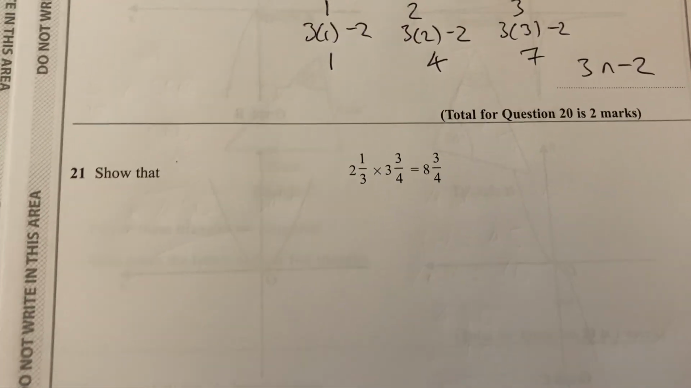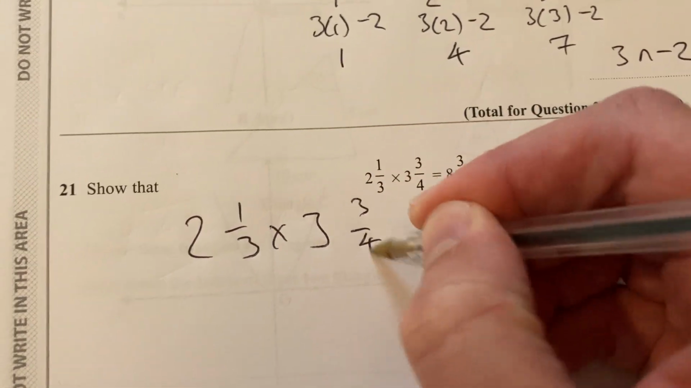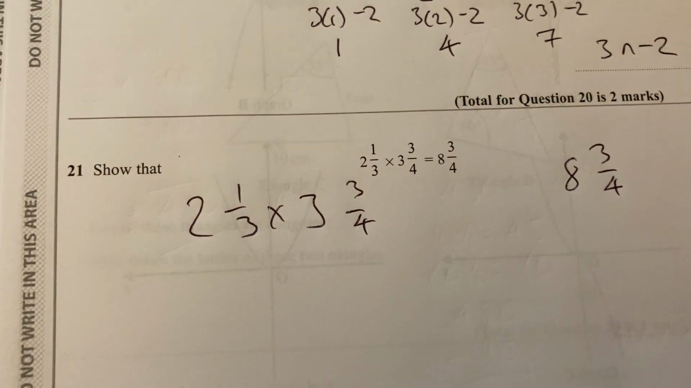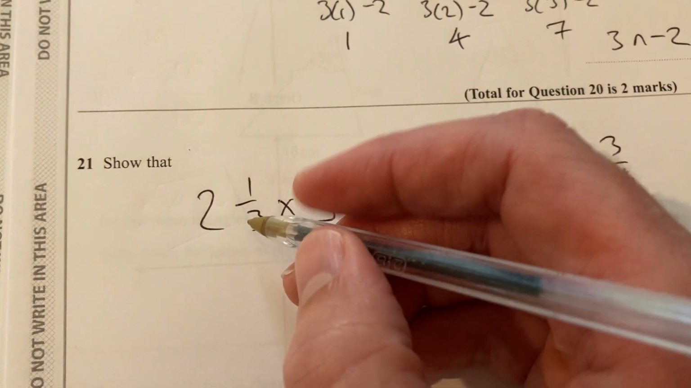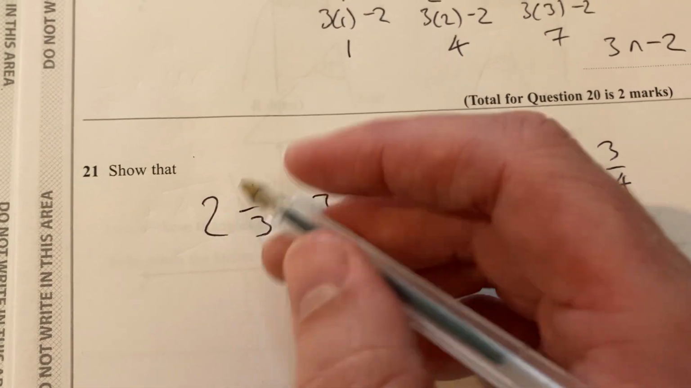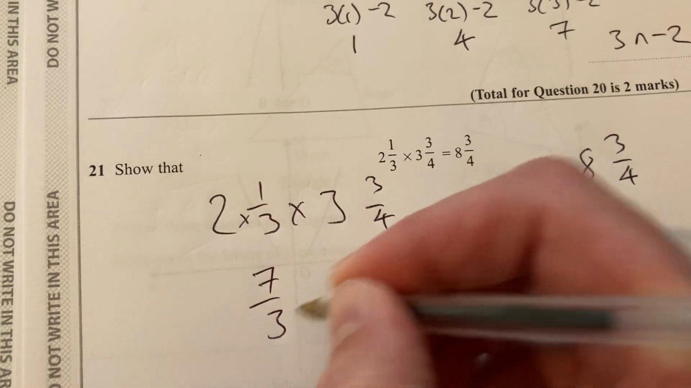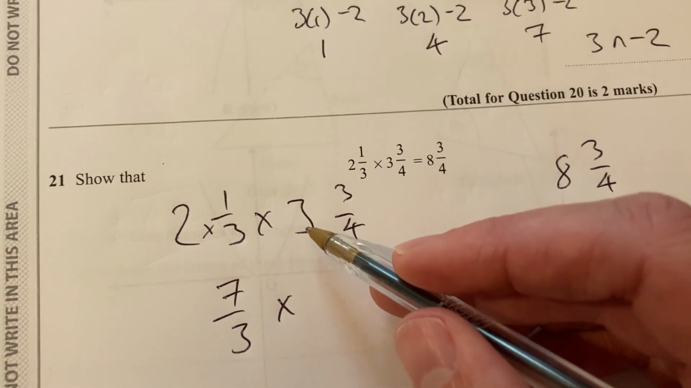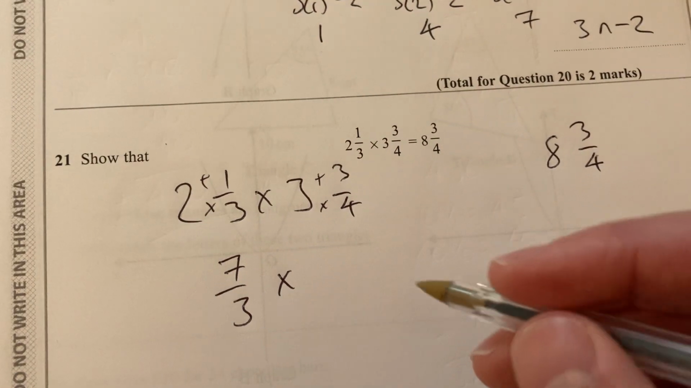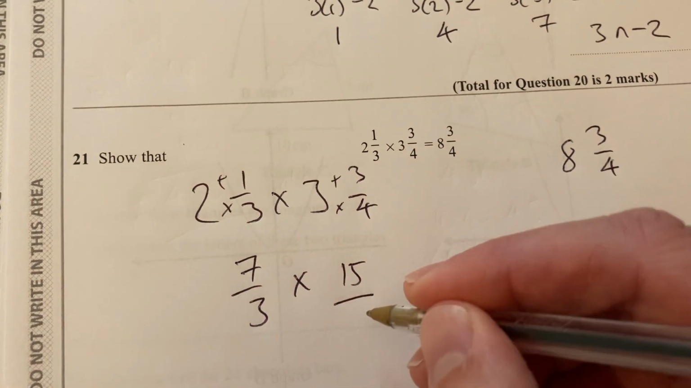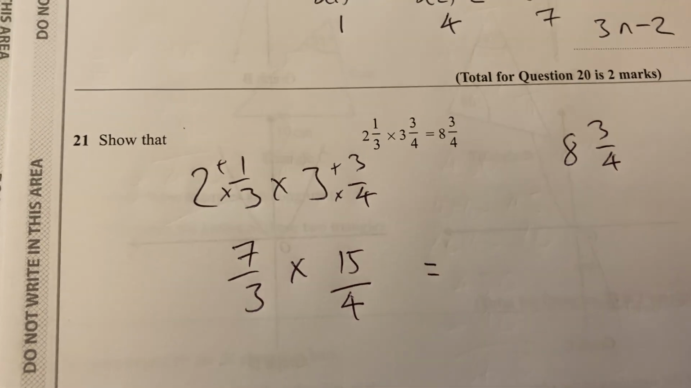Right, last question for this video. We've got to show that 2 1/3 times 3 3/4 equals 8 3/4. Okay, I want to take these mixed numbers and turn them to top heavy, or improper fractions. So I know in that 2 there are 6 thirds. So I'm going to do 2 times 3 is 6, plus that 1, so 7/3. And in that 3 there are 12 quarters. So I'm going to do 3 times 4 plus that 3, so 15/4.